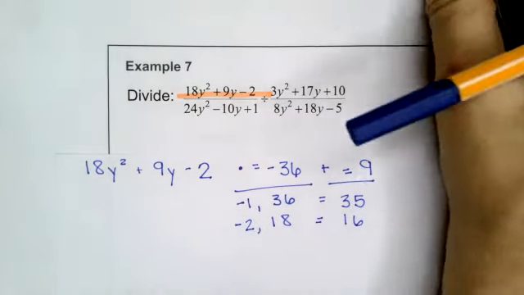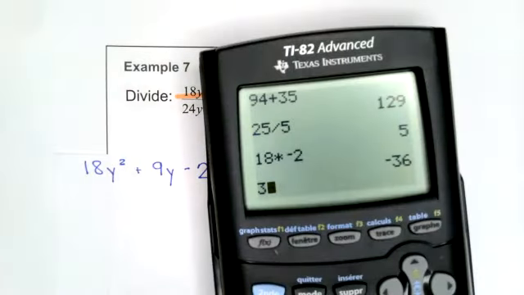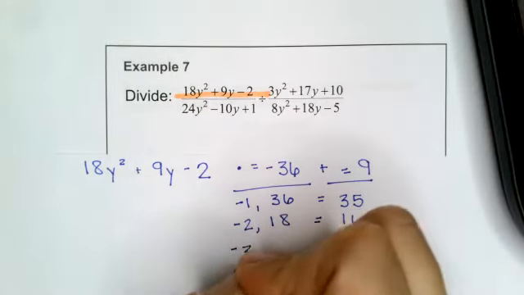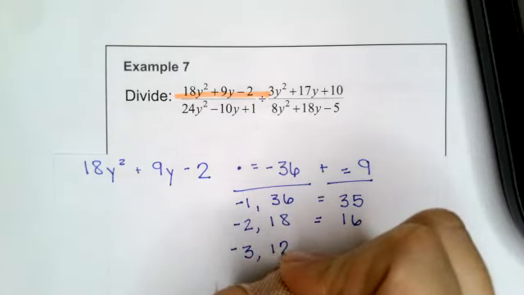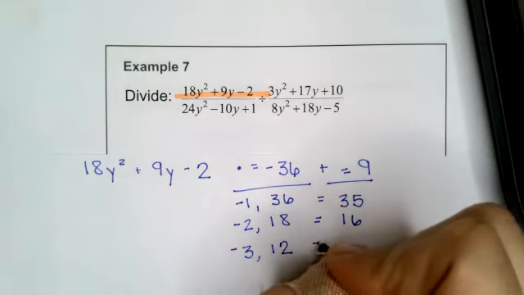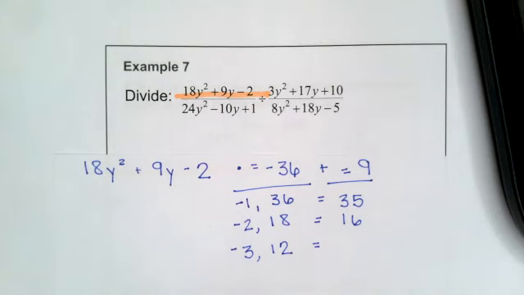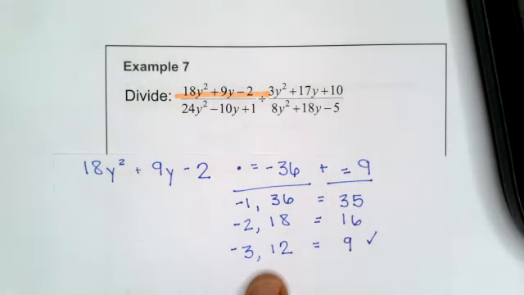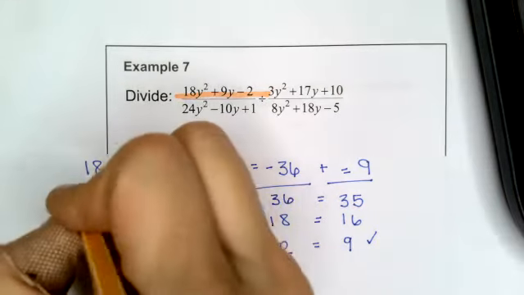Can I take 36 and divide it by 3? No shame in using your calculator. You get a 12. So negative 36 divided by a negative 3 gives me a positive 12, right? If I take 12 and I subtract 3, do I get 9? Yes, I do. So remember, we're factoring by grouping.